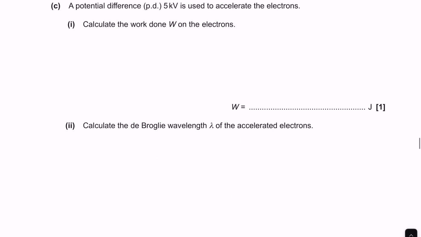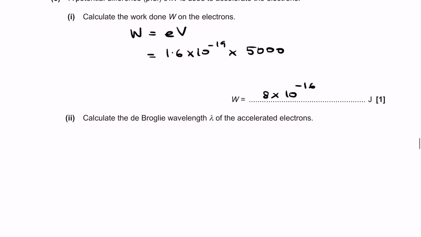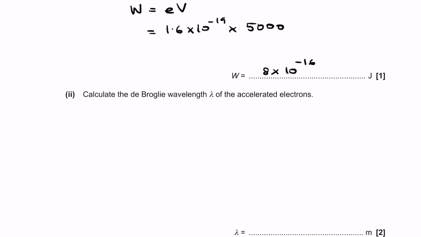Part C. A potential difference of 5 kilovolts is used to accelerate the electrons. Calculate the work done on the electrons. Easy peasy. W is equal to eV, 1.6 times 10 to the minus 19, times 5,000 volts, which gives me 8 times 10 to the minus 16 joules of energy. Calculate de Broglie's wavelength of the accelerated electrons.